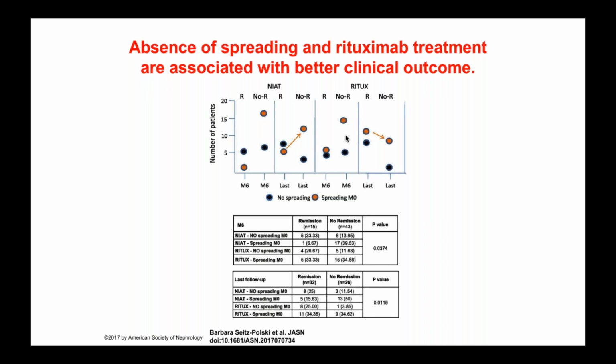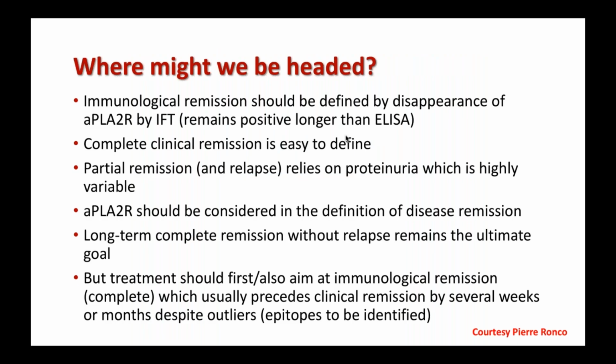All right. So what does it all mean? Where we might be headed now? So according to Dr. Pierre Ronco, who heads one of the groups that has done the largest amount of work in this, any immunological reaction remission should be defined by the disappearance of anti-phospholipase A2 receptor antibody, ideally by immunofluorescence, but that is something which is not possible.